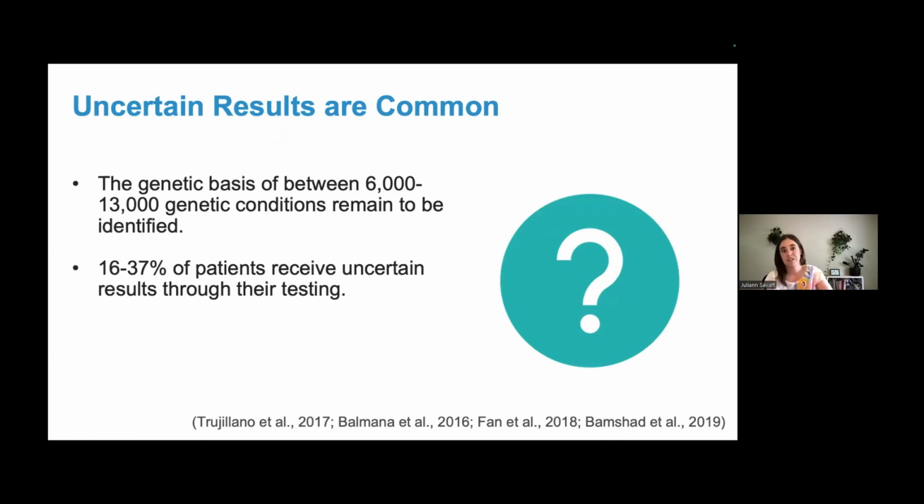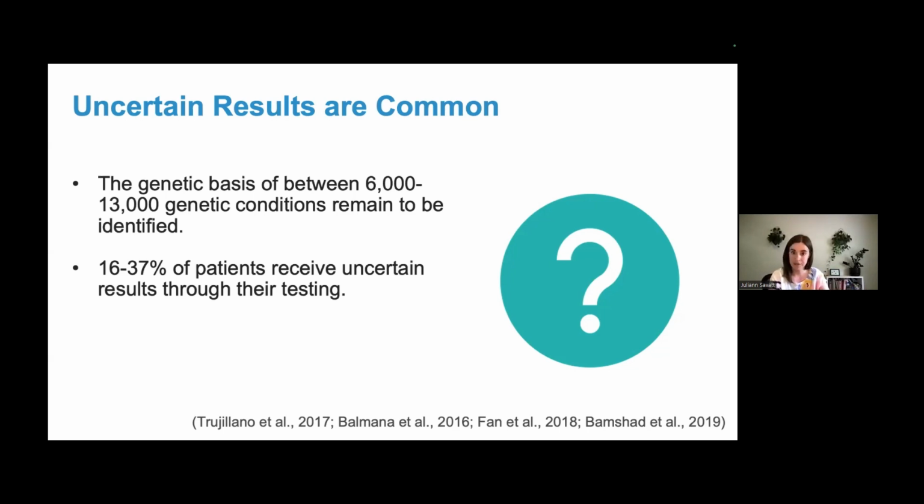Uncertain results, unfortunately, are common. We have much to learn in the realm of genetics and health, and genetics is a constantly evolving field. As I said, we have tens of thousands of genes, and we don't understand all of those genes. We have many that we're still learning their role in the body, their role in health and development. And so if a gene we don't quite understand has a variant found in it, it's going to be an uncertain result. Between 16 and 37% of patients who undergo genetic testing receive uncertain results through their testing.